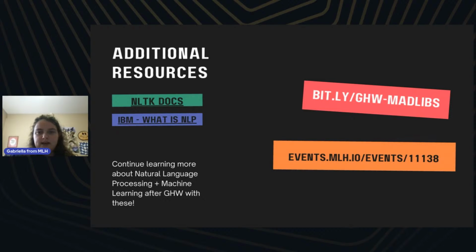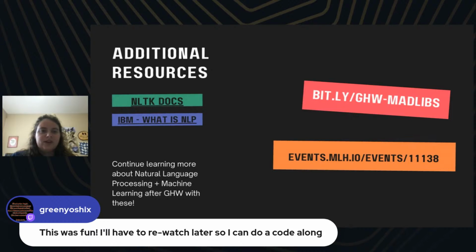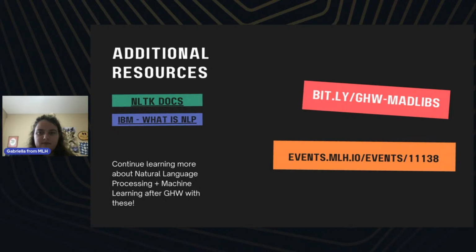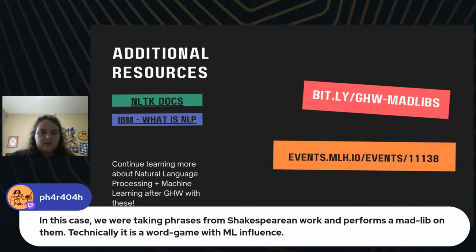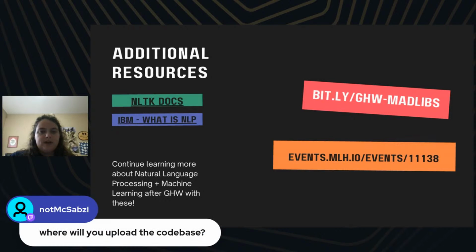Before I add it into the slides, I'm going to see if there are any questions. Someone said they could certainly apply this to another project. I'm glad to hear that. Definitely rewatch later if you missed some parts or had errors and weren't able to follow along completely. Someone mentioned taking phrases from a Shakespearean work and performing Mad Libs, a word game, with ML influence. Yes. Typically, Mad Libs is just a piece of paper you play on, or you can see those online games. We're just applying a word tagging schema to this.